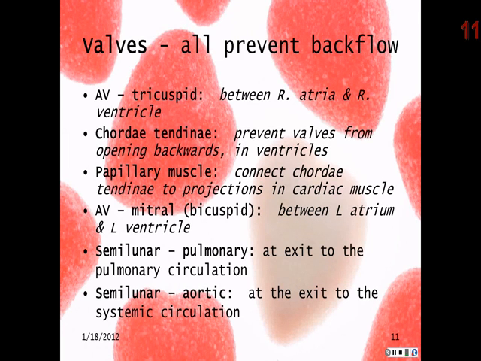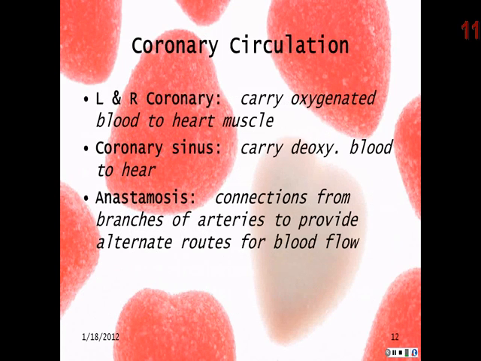The semilunar valves are half-moon shaped. The pulmonary or pulmonic semilunar valve is at the entrance to the pulmonic circulation, and the aortic semilunar valve is at the entrance to the systemic circulation.